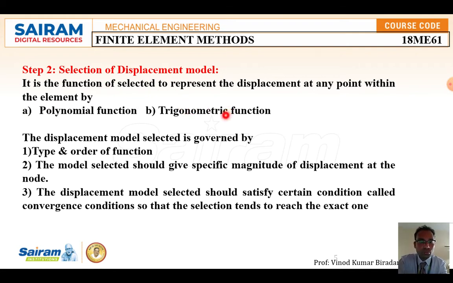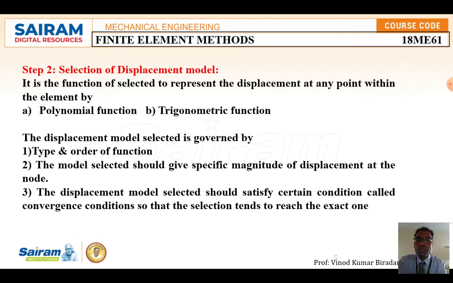If you solve one numerical problem, you will understand. So the second step is to understand which type of element, the order of the function, and whether the model selection should be of a specific magnitude. The displacement model selected should satisfy certain conditions, which is called the convergence criteria. All these three factors should be known by using the second step.